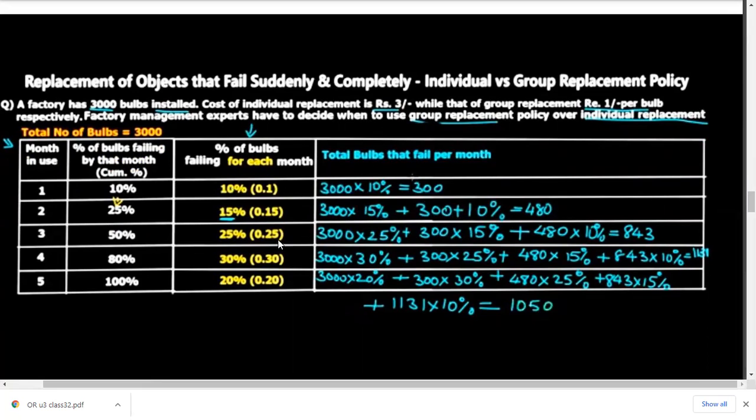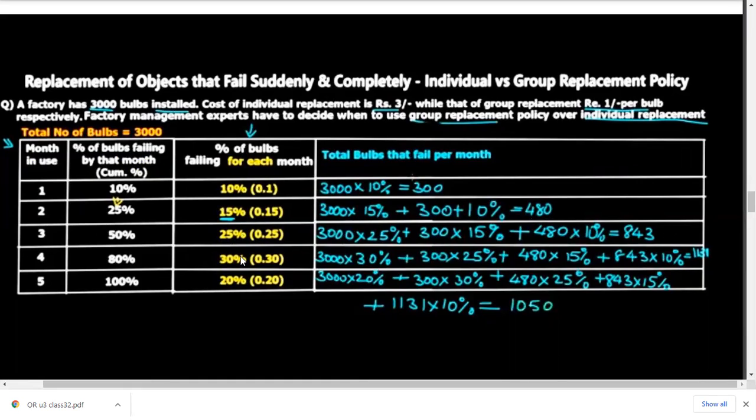Likewise, 3000 into the value we have in this row, 25% plus the previous one. What are the previous 2 months? For the first month it is 300 into the second month's 15%, plus in the same way 480 into 10%, 843, like that. 3000 into 30% plus 300 into the previous, just go like that.